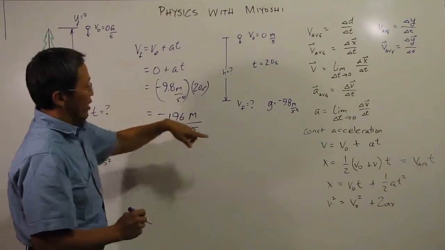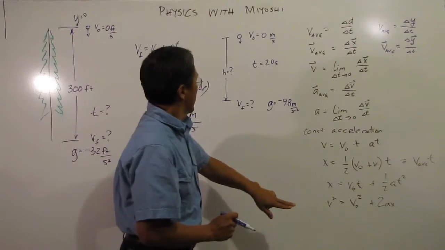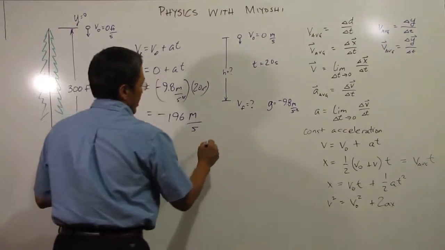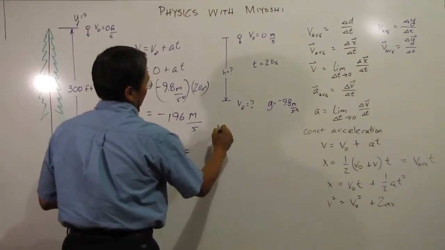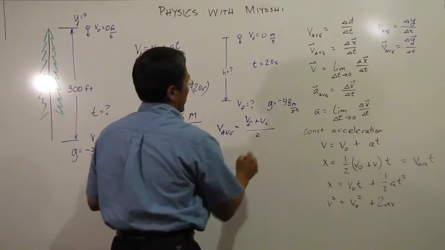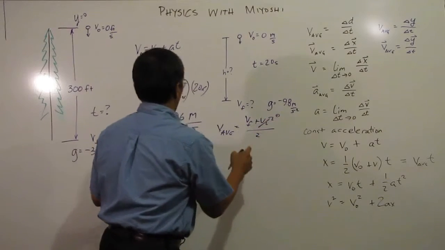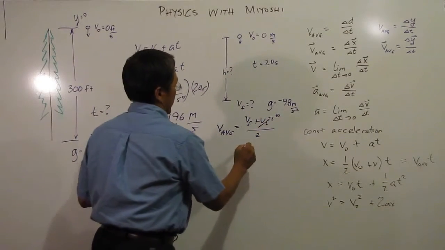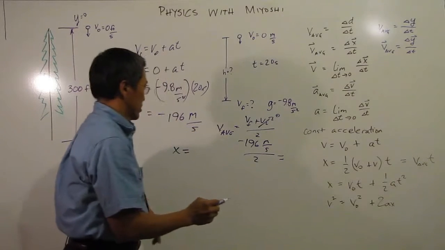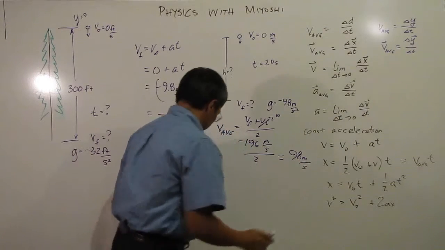Okay. Now, to find the distance, we can again use this one. We could also, if we wanted to, use this equation here, but this one is a little bit easier, I think. So we'll just use V average. V average is V final plus V initial divided by 2, as long as we have constant acceleration. So now V initial is 0, so we just divide this by 2. That's 196 meters per second divided by 2, which is 98 meters per second. Okay?